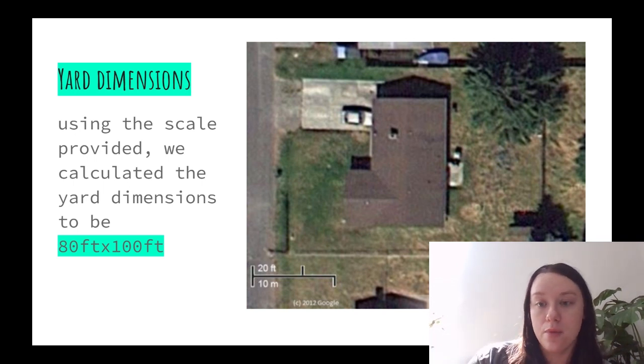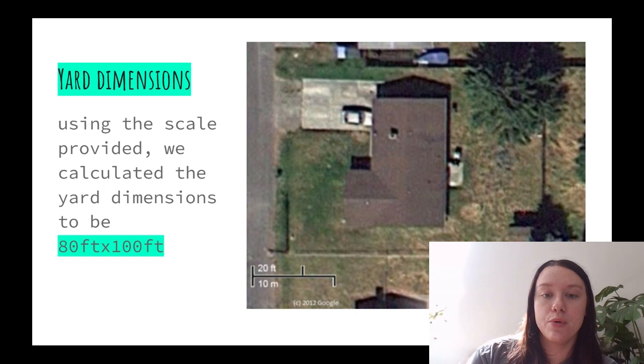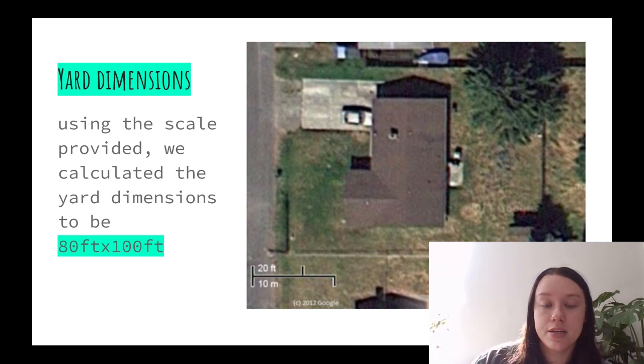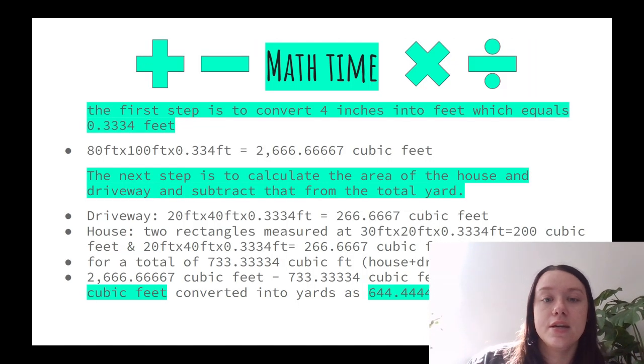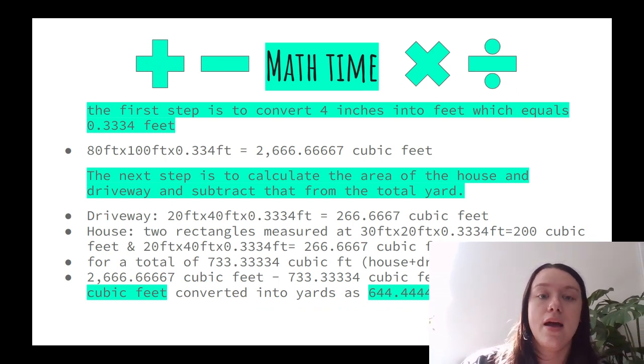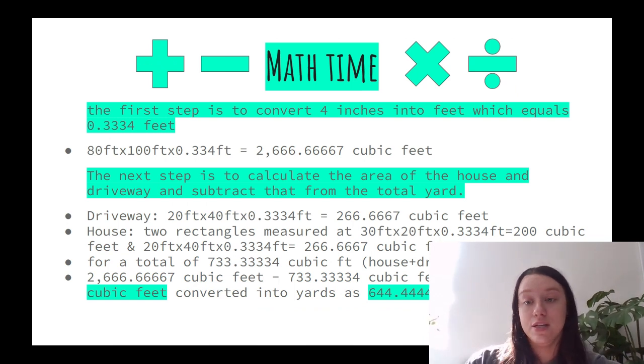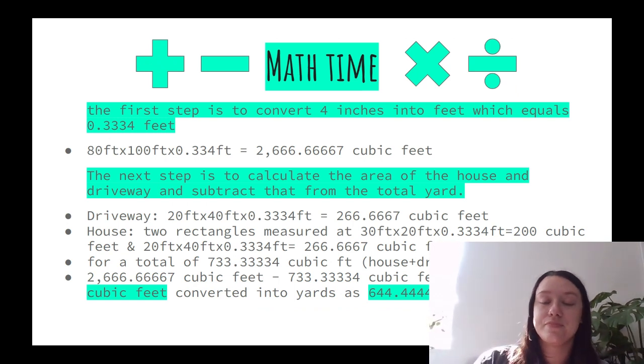I then knew from the information given to us in the original problem that we would need 4 inches of topsoil. So I converted inches to feet to get 0.3334 feet. So to get cubic feet, I then multiplied the 80 by 100 by the 0.3334. That gave me a total of 2,666.67 cubic feet.